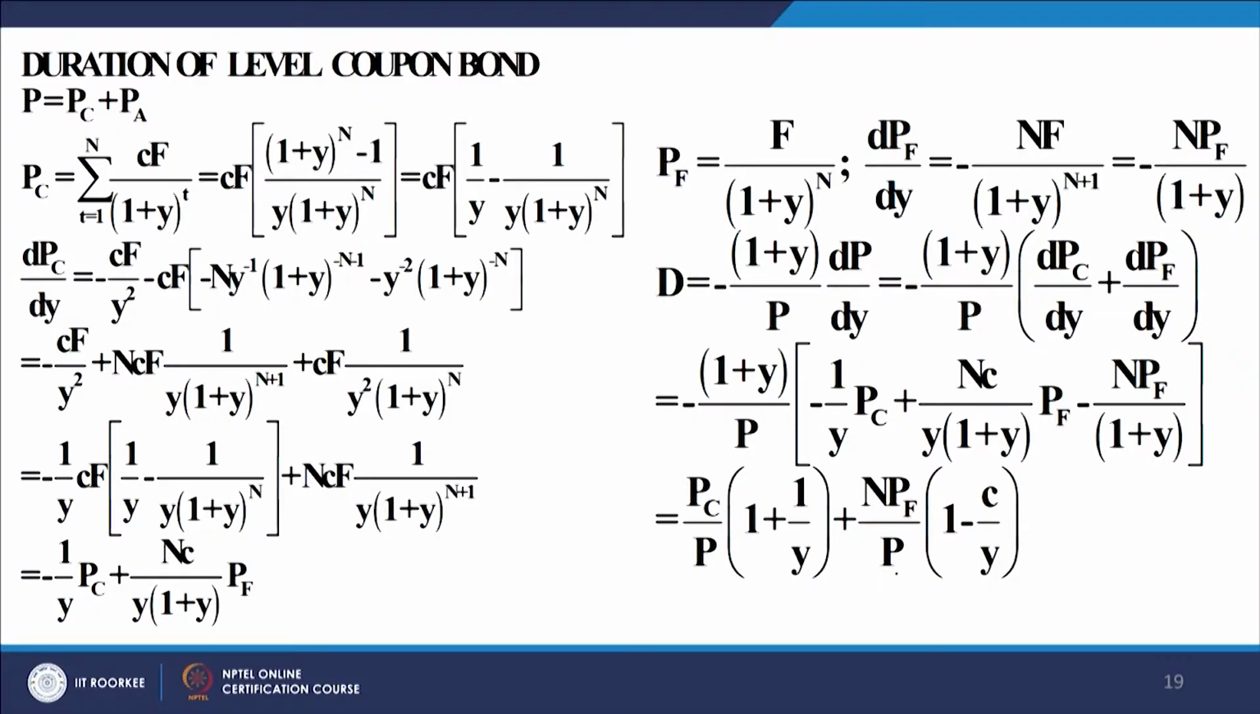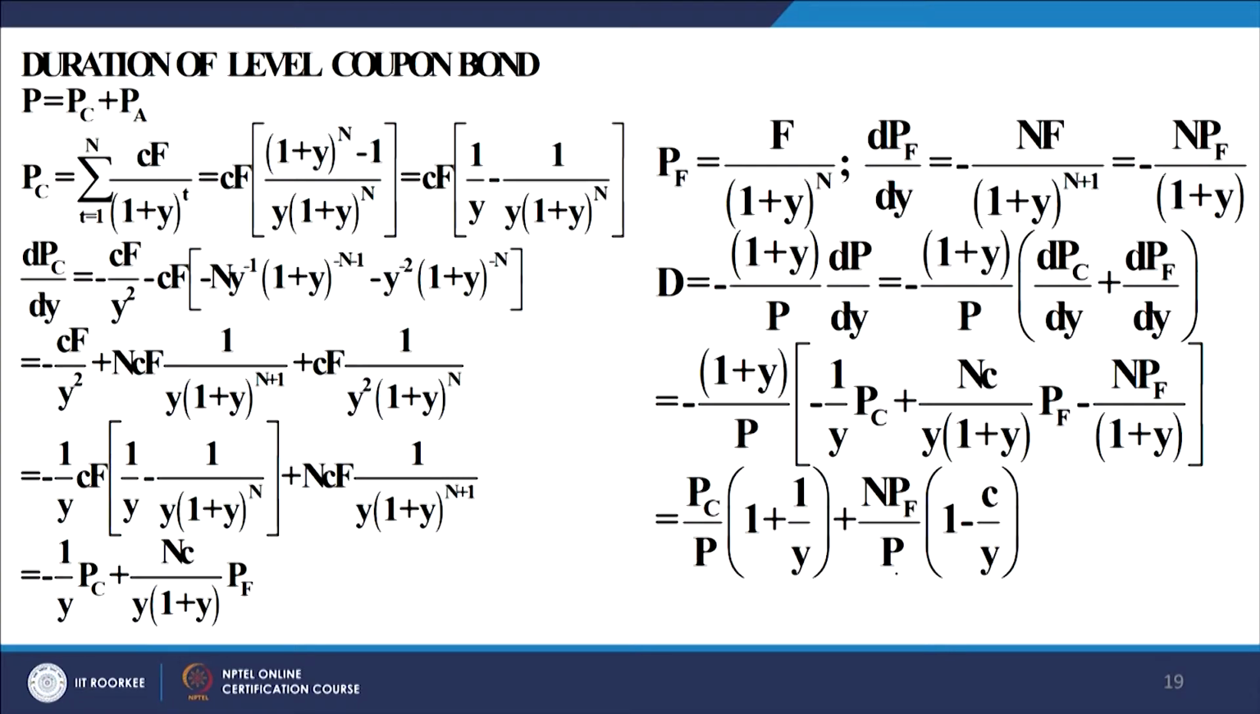Now, some interesting properties. The duration of a zero coupon bond is equal to its maturity, because there is only one cash flow. Therefore, it is quite simple to compute the duration of a zero coupon bond. It turns out to be equal to its maturity. Therefore, long term zeros are obviously more sensitive than short term zeros. This is the duration of a level coupon bond. This is a mathematical derivation of the duration of a level coupon bond.